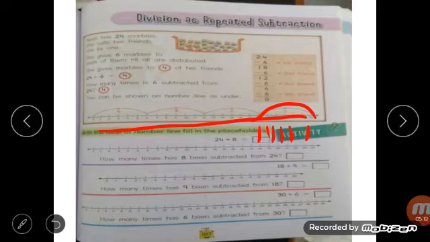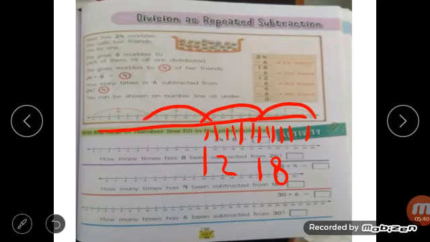Then from 24, when you move 6 steps, you reach 18. Here is the number 18. Then again you have to move back 6 steps. When you move the 6 steps, you reach number 12. Clear? Here you will move 1, 2, 3, 4, 5, 6 steps. Then again from here you move 6 steps and you reach number 6. Now at last you reach 0.